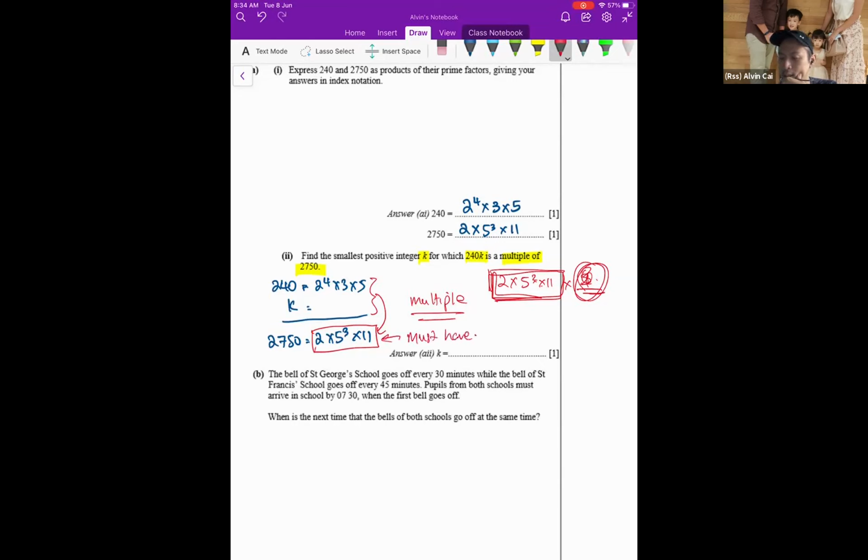I want to repeat that again. We must have a 2. We have 2 to the power 4, so we have more than enough. We must have 5 cubed, but we only have 5, so not enough. So we need to top up a 5 squared. We need an 11. We don't have any 11, so we need to top up an 11. So the final answer that we need to give will be this 5 squared times 11, and therefore K will be equal to 275.